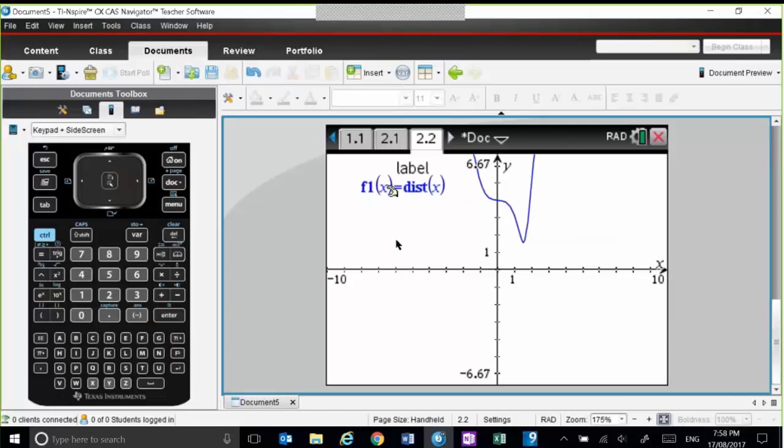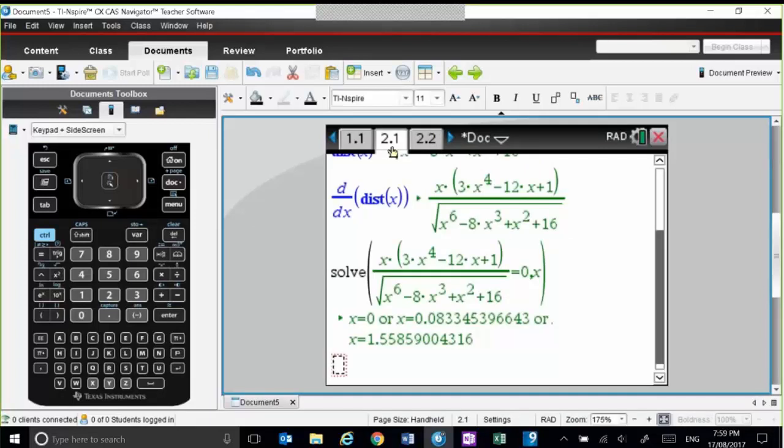Now remember, we're trying to look at the minimum distance, and so you can see there's a stationary point of 0 occurring here, but this is the one we want because this is the local minimum here. Alright, and so if we go back to our answers on the previous page, it can only be the one, which is the 1.55859. So that's the x value.